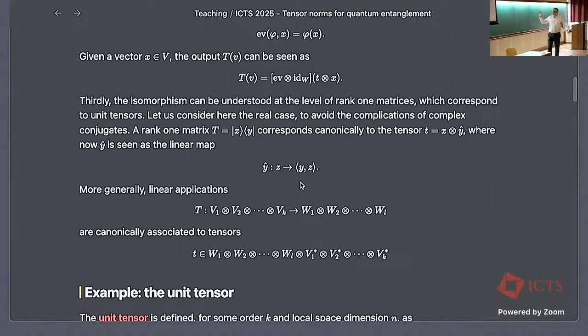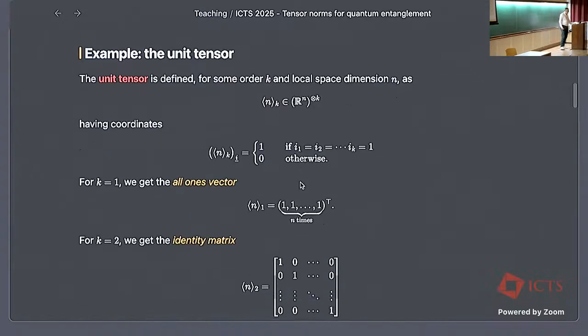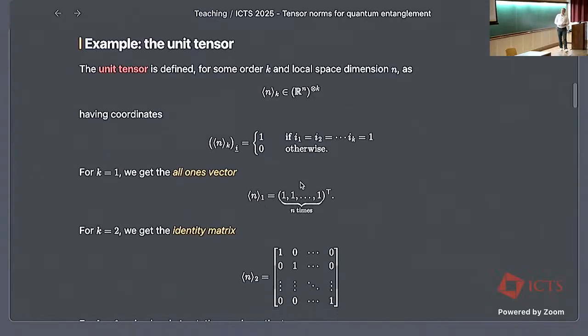Okay, so this is a bit abstract introduction to tensors, but let's look at some examples. I don't know if it's the most famous, but maybe the most canonical tensor that you will see is the unit tensor. This unit tensor has two parameters, an order k and a dimension n. So this unit tensor will be a tensor in R^n tensor power k. And it's like the Kronecker delta. It's like this indicator function.